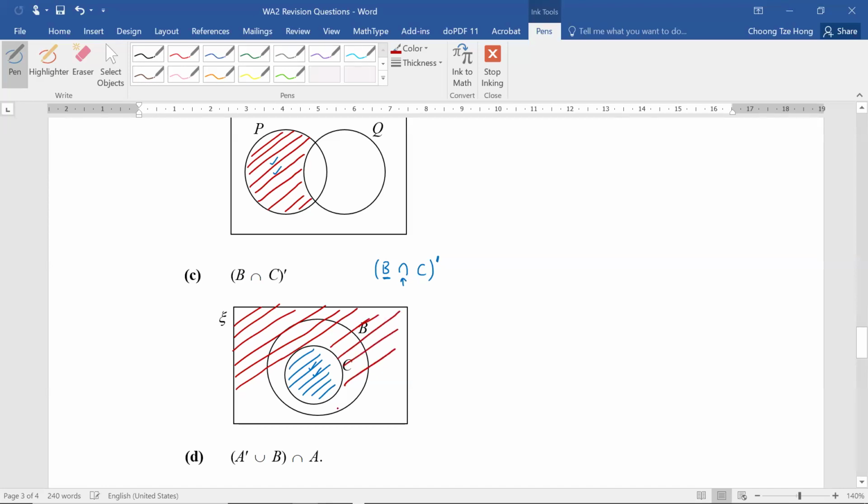So basically what you do is this. And then you will remove this part. So if it's B intersects C, I will have shaded right at the center. But now I want the complement, so I'll take everything except the center. So this is how you do a question such as this.